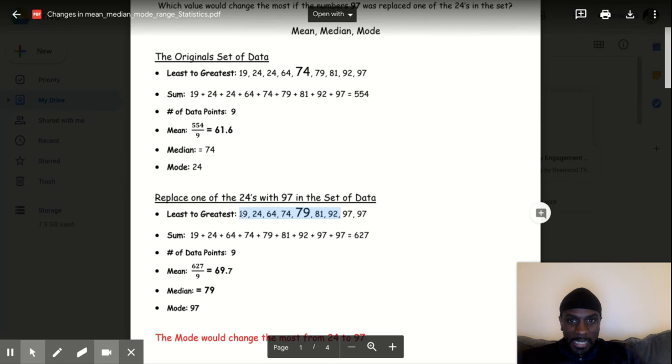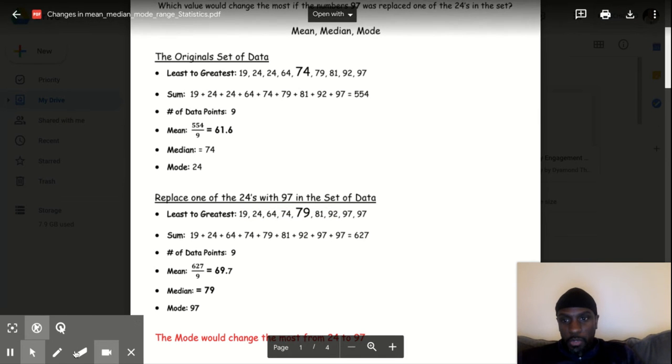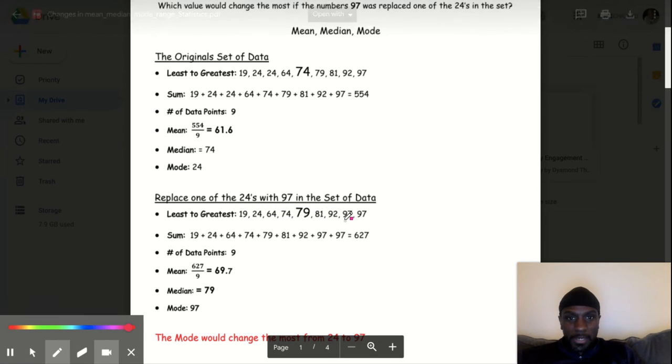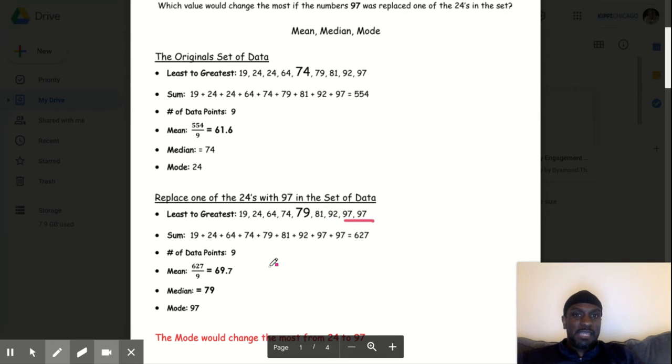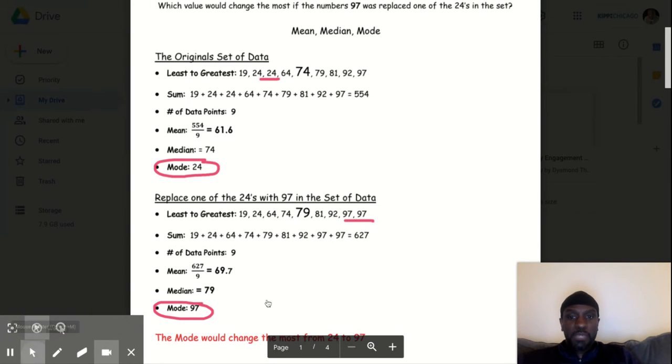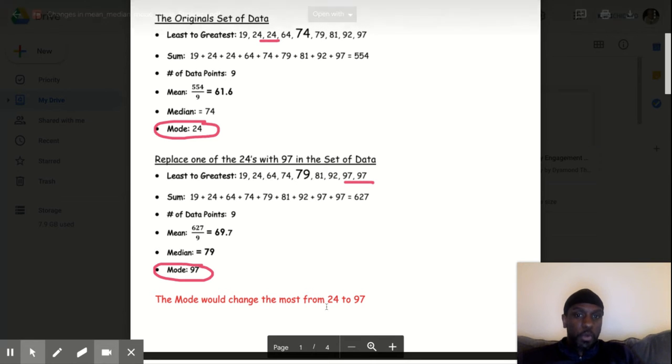It looks like the number that appears the most is right here, 97. The number that appeared the most before was 24 in your original data, okay? So your mode is now 97. So your mode was 24, now your mode is 97. So what's the biggest change? It's this right here. It went from 24 to 97. So the answer should be the mode would change the most from 24 to 97.